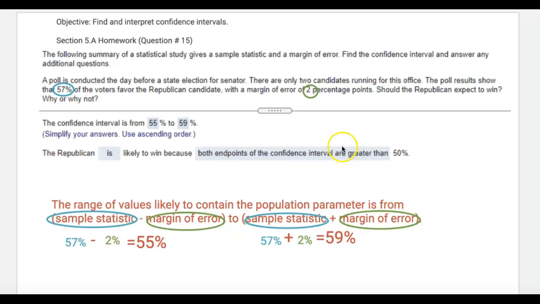So because this margin of error is from 55% to 59%, then we feel very likely that the true value would be between 55 to 59%, or in other words, more than the 50% required to win the election. So that's why in the follow-up question here, we would say that it is likely that that candidate wins because both endpoints, the lower and the higher one, are greater than the 50% required to win.